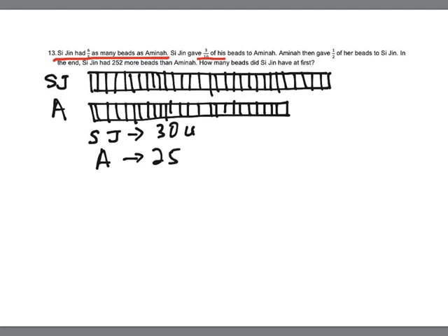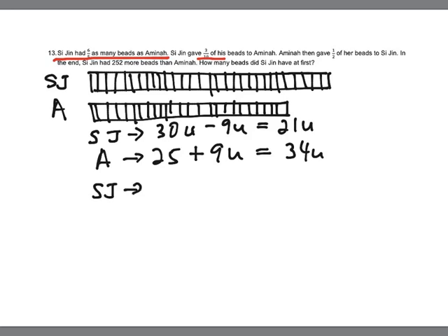So Sujin gave 3/10. So 3/10 of 30 is actually 9. So I've got to remove 9 units from Sujin, and then move these 9 units to Amina. In so doing, Sujin would have 21 units while Amina would have 34 units. Okay, so now this is after the move. The new scenario is this, right? Sujin has 21 units. Amina has 34 units.